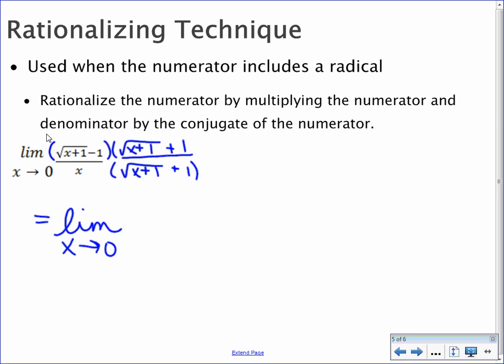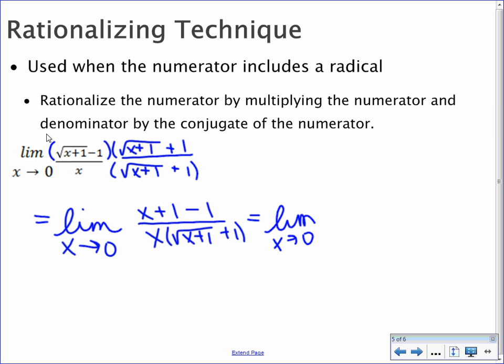What happens when we multiply conjugates? What is A plus B times A minus B? A squared minus B squared. So what is A squared? X plus 1. Minus, what is B squared? It is 1. X plus 1 minus 1 is x. Okay, hold on. These cancel out right here and leave us with x. Well, we have x over x, so those can cancel. Right. So we have 1 over radical x plus 1 plus 1.